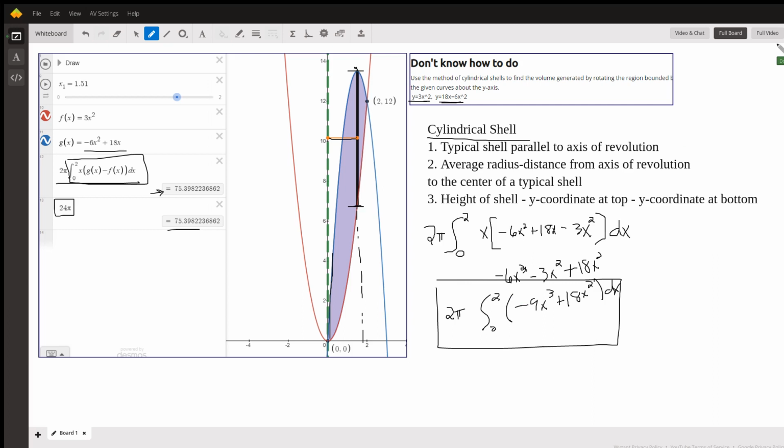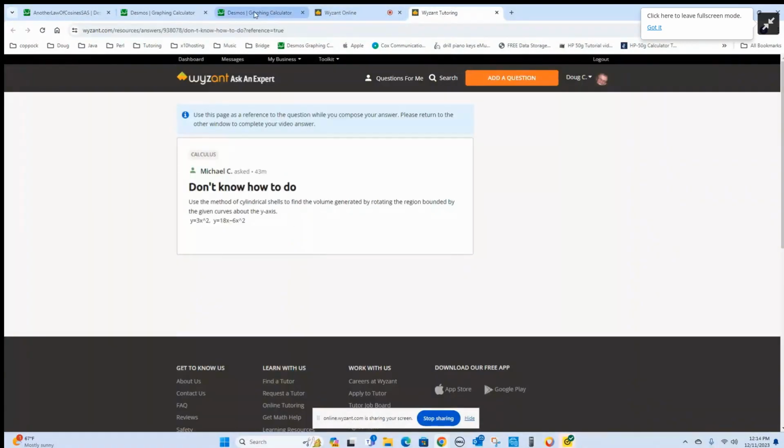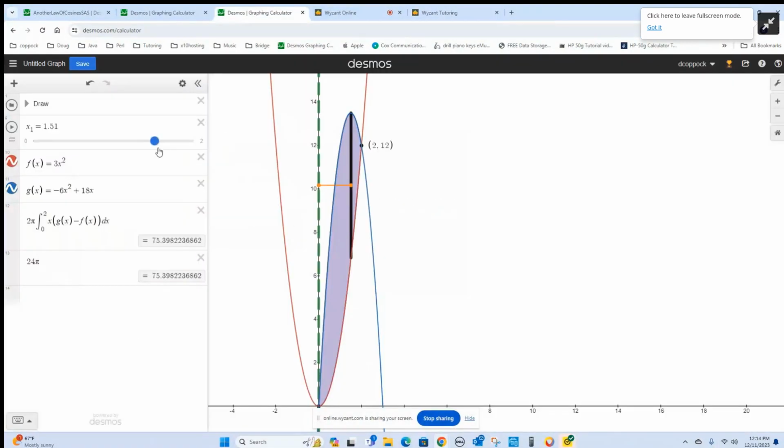I will share my screen real quickly so you can see what's happening on this graph right here. Just wanted you to see the typical shell moving from (0, 0) towards (2, 12). The shell is getting taller. And that shell is getting revolved. Each shell is getting revolved around the axis of revolution. That's why it's called a cylindrical shell.